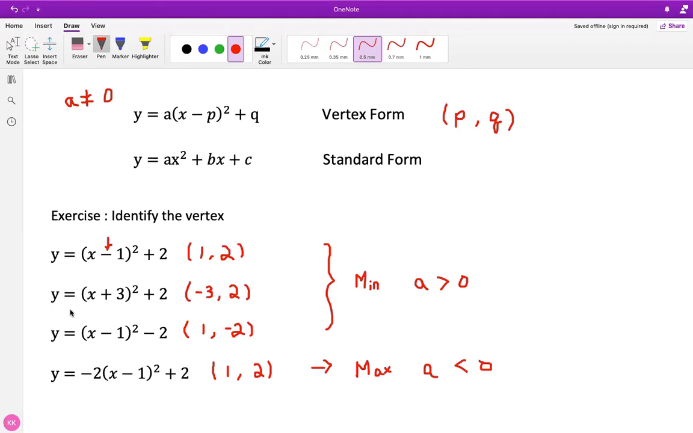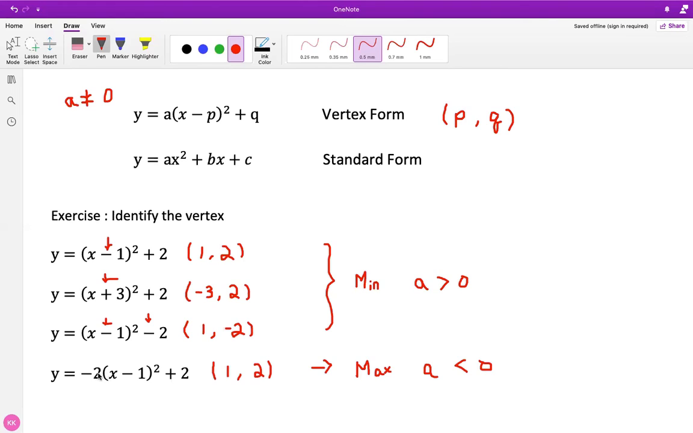For the second equation, I have (x + 3) squared + 2. The p value is equal to negative 3, because the sign inside the bracket is positive, so the p value is negative, and the inside constant is 3. The q value is positive 2. For the third one, we have the negative sign inside the bracket, so we have positive 1 for my p value, and negative 2 for my q value because I have the negative sign outside the bracket.